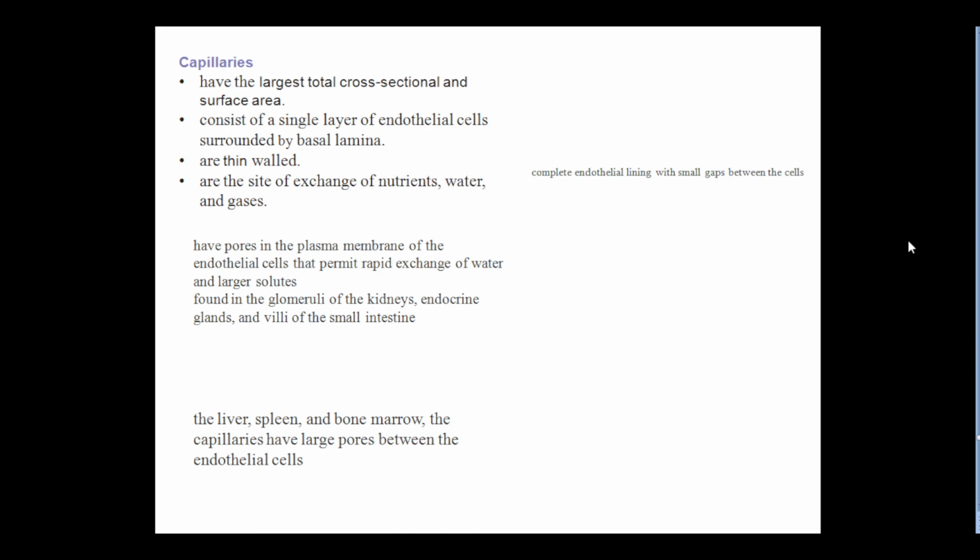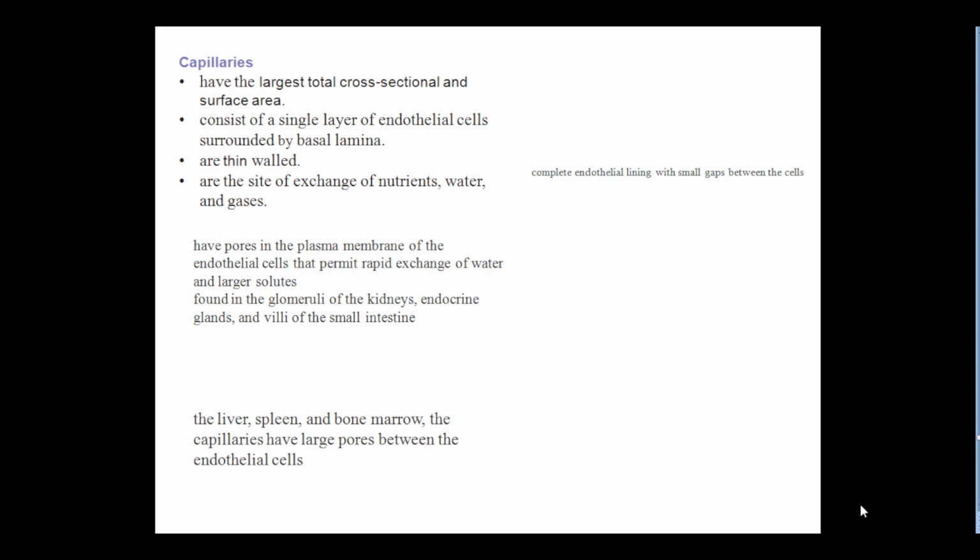And there are three types of capillaries. Continuous, which have a complete endothelial lining with minute gaps, if any, between the cells. Then you have fenestrated capillaries. They have pores in the plasma membrane of the endothelial cells, which permit quite nice exchange of water and large substances. This type of capillary will be present within the kidney, that's the glomerular capillaries, in endocrine glands and in the small intestine, so that absorption can happen.